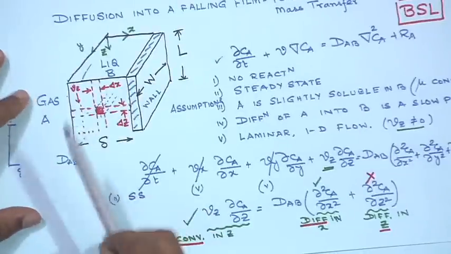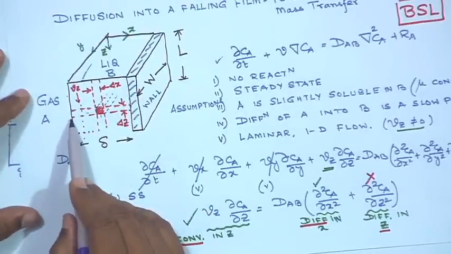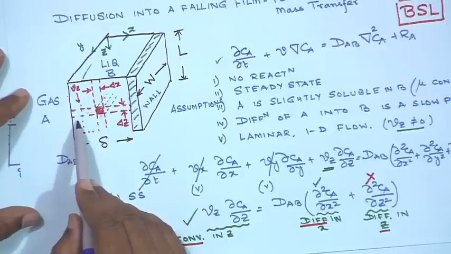If you have a short contact time, then if this is the liquid film, a species A which gets absorbed at the liquid vapor interface does not have enough time to penetrate deep into the liquid. Before it penetrates deep into the liquid, it reaches L, the end of the contacting process, and therefore, during the time when A is in contact with B, it cannot penetrate much into the falling film of B.